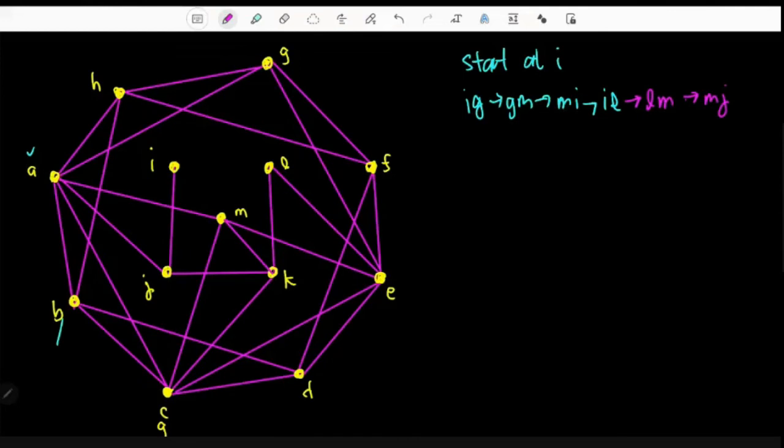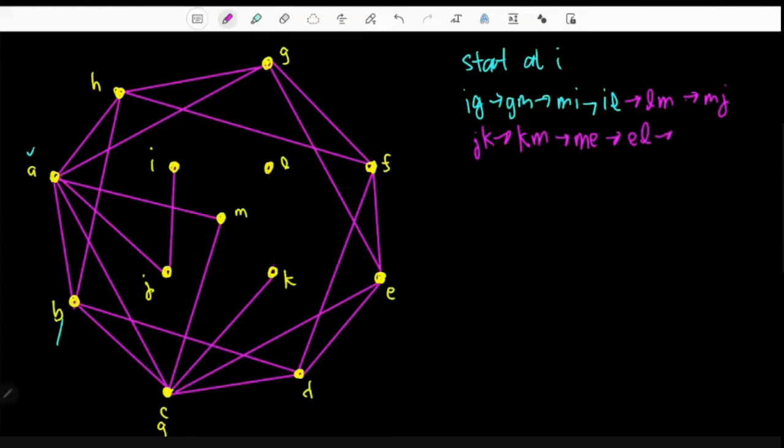From J, let's choose. I cannot choose I since that is a bridge at this stage, because that will disconnect I from the rest. So according to our criteria, the bridge should be your last resort. So I can choose A or K. Let's take the JK route. And then I can choose M again. And then from M, I can go out to E. From E, I can choose L. And then LK. And then KC.